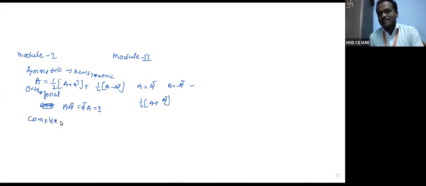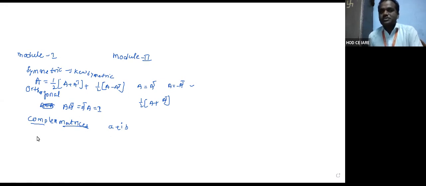Complex matrices. A complex matrix is one in which the numbers or elements are of the form a plus ib or a minus ib, that is, complex numbers. The arrangement of these elements in rows and columns is called a complex matrix.